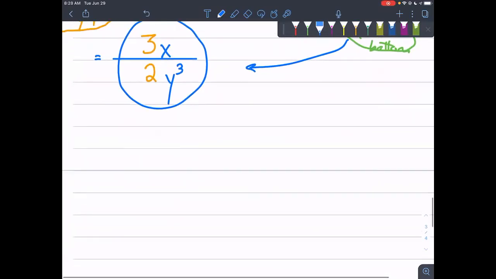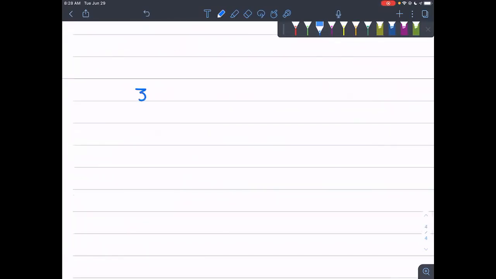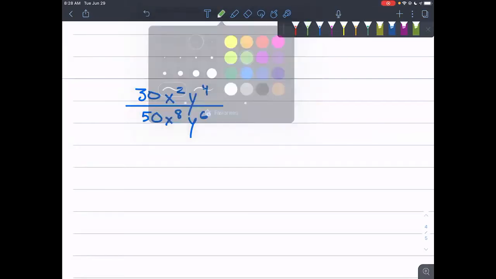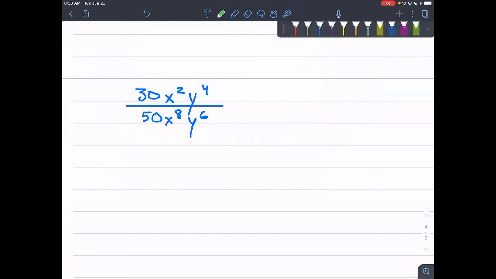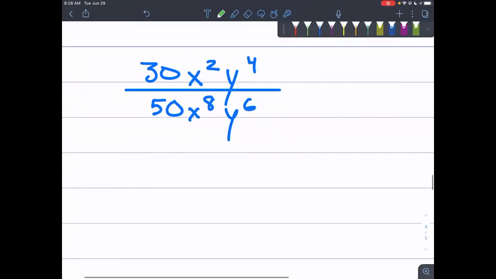I'll do one more of those. 30x to the second, y to the fourth. Then on bottom, 50, x to the eighth, y to the sixth. 30x to the second, y to the fourth, over 50x to the eighth, y to the sixth.